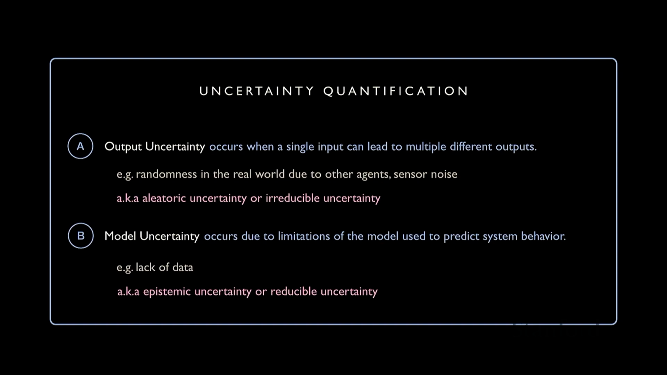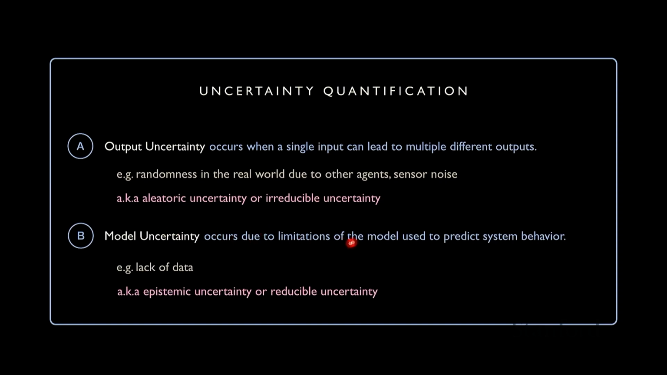So we know that our sensors are noisy. We know that one state could lead to different possible observations because our sensors are noisy. We just don't know what those necessarily are. So a lot of times this is referred to as aleatoric uncertainty or irreducible uncertainty. It's just inherent in the world.